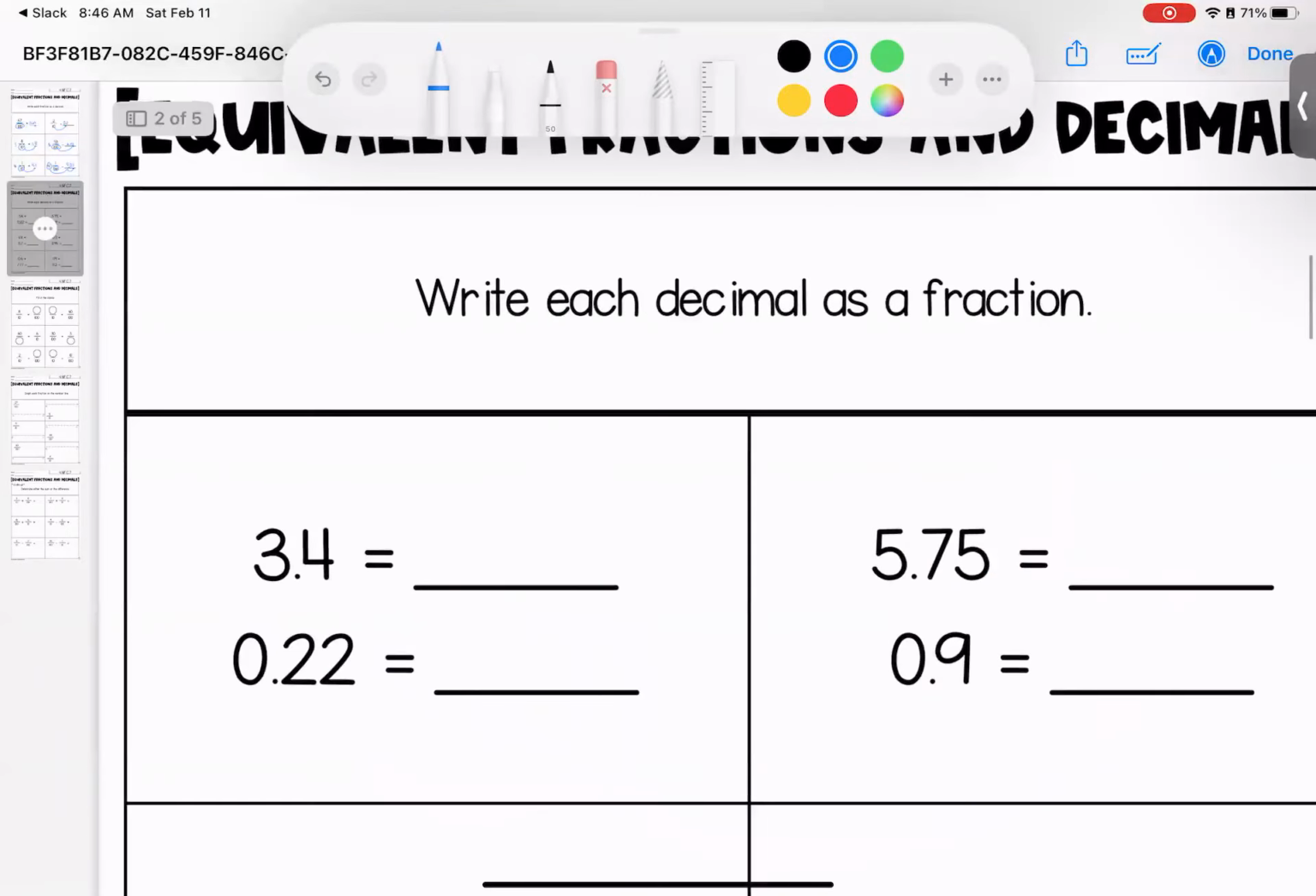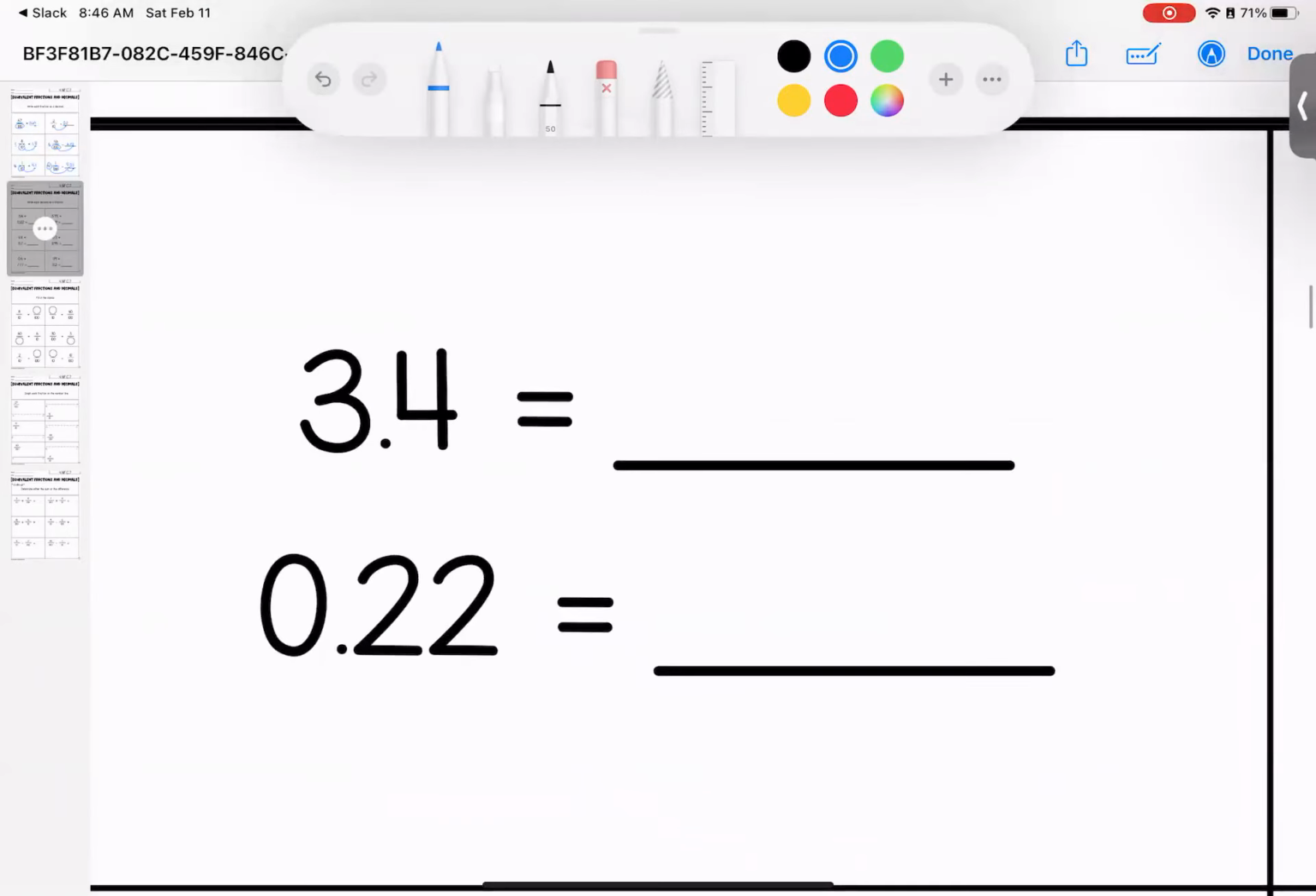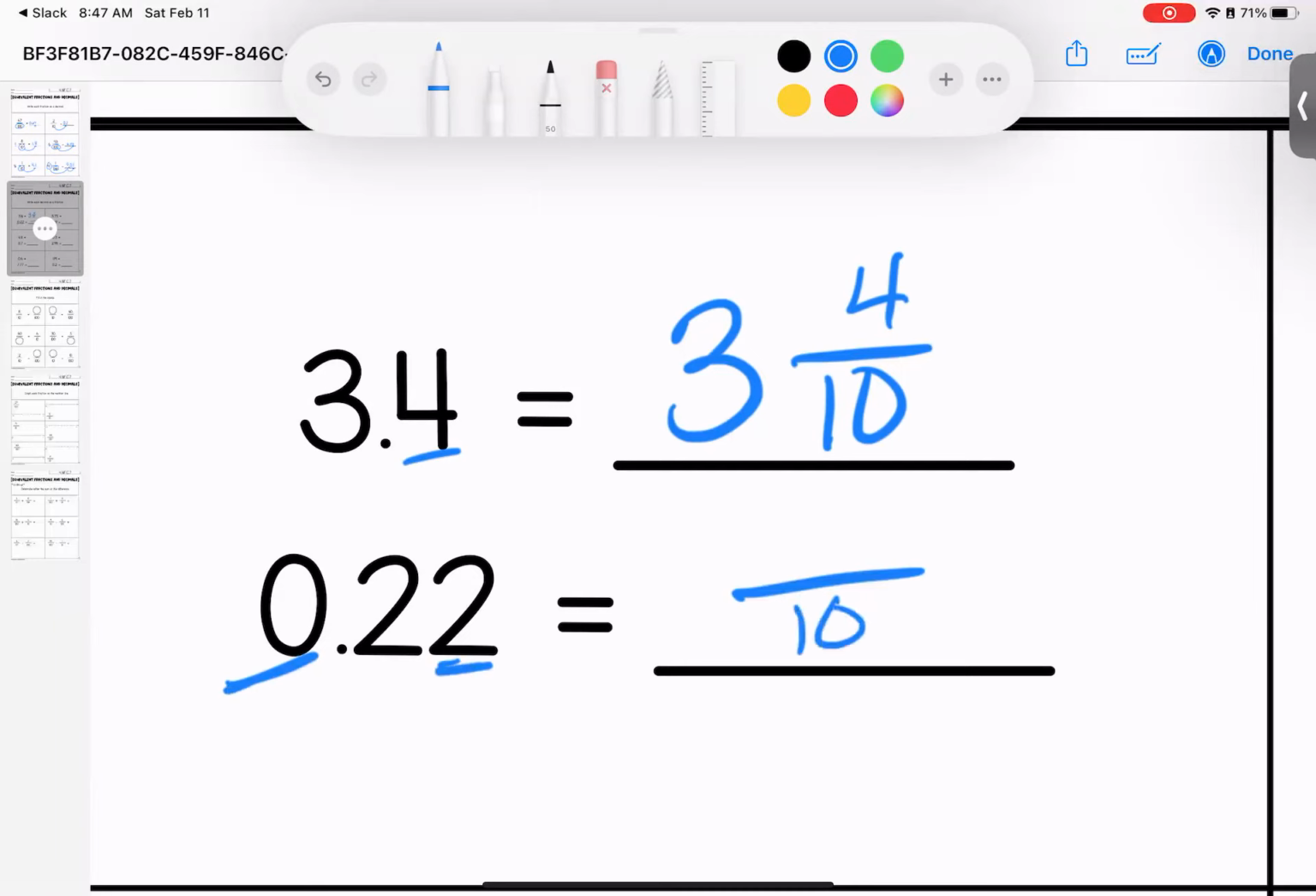All right, kiddos, I gave you the decimal. I wanted you to write it as a fraction. We have a VIP. It stays in front of the fraction. Over here, I have a 4 in what place? In the tenths. It's in the first. Here, I don't have any VIP situations, but I have a second place value, which tells me we're talking about hundredths.